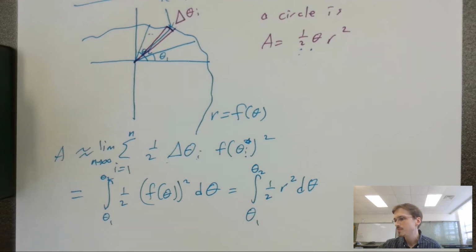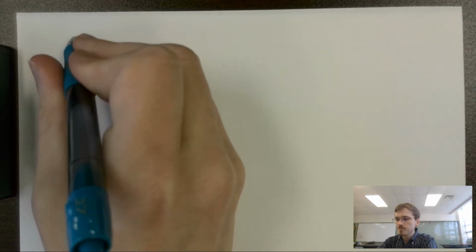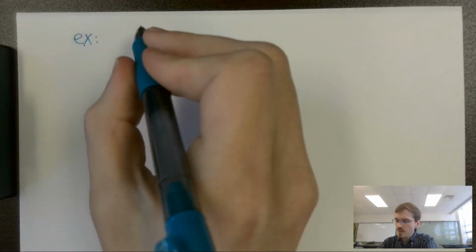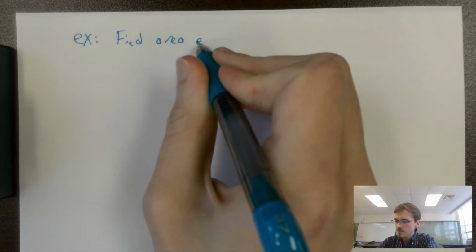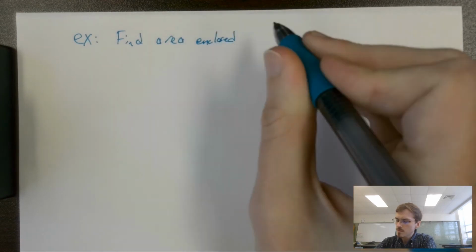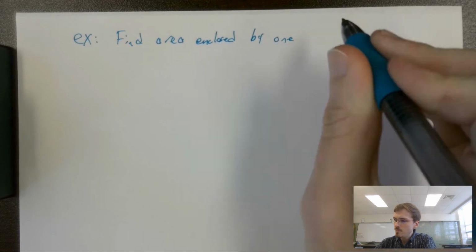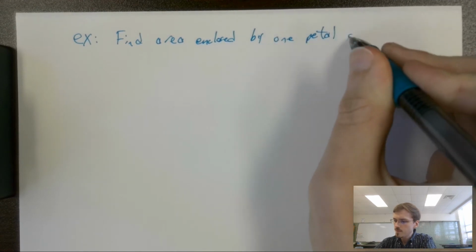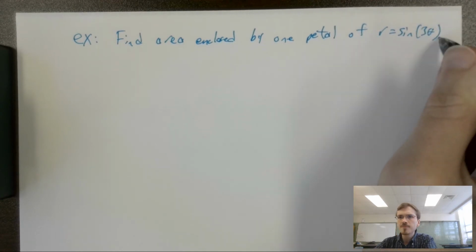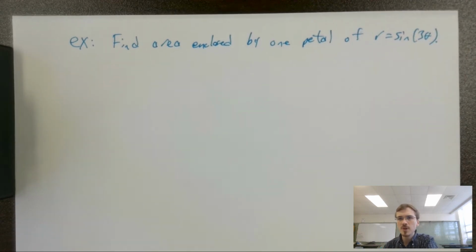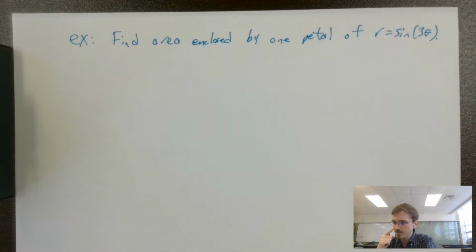Let's do some examples. Find the area enclosed by one petal of the curve r equals sine of 3 theta.